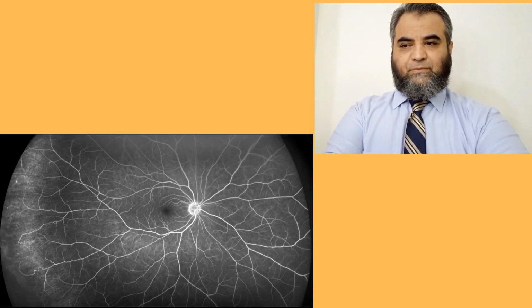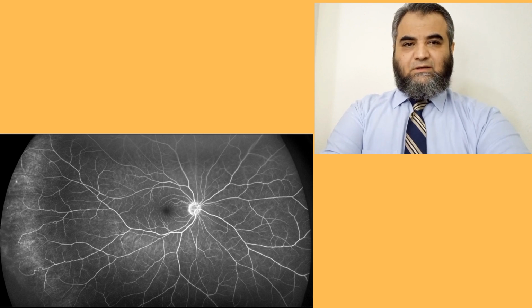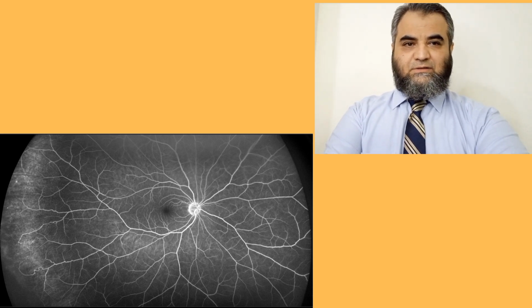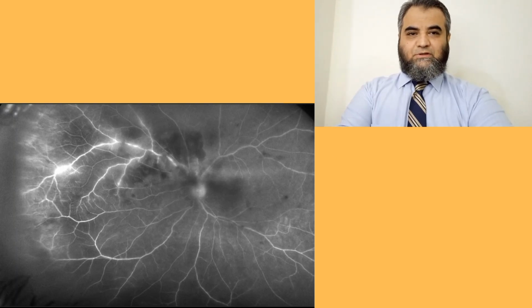Here you can see in another patient how the vessels are getting terminated even in the mid periphery. They are not going into the extreme periphery, and you can see some mild leakage in the initial phases. In this slide, you can see blocked fluorescence because of the hemorrhages, and now the dye has started leaking from the blood vessels into the retina.